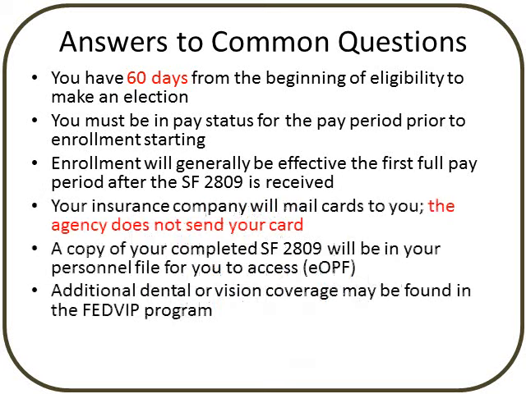Your agency does not mail insurance cards to you. Those will come directly from the carrier that you choose once your enrollment has been processed. A copy of your SF 2809, the enrollment form, will be available to you in your EOPF. You'll need to get access to that. We cover that in another video. But if you need to provide that form to a carrier, former carrier, to prove that you've enrolled, you can get a copy of that there.